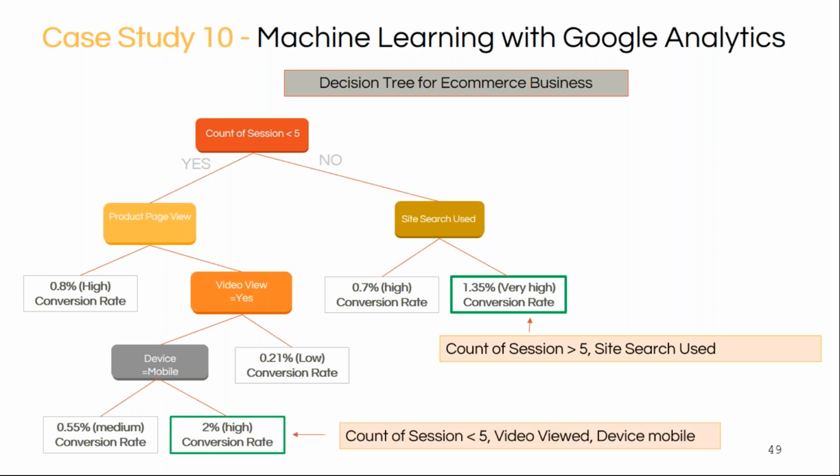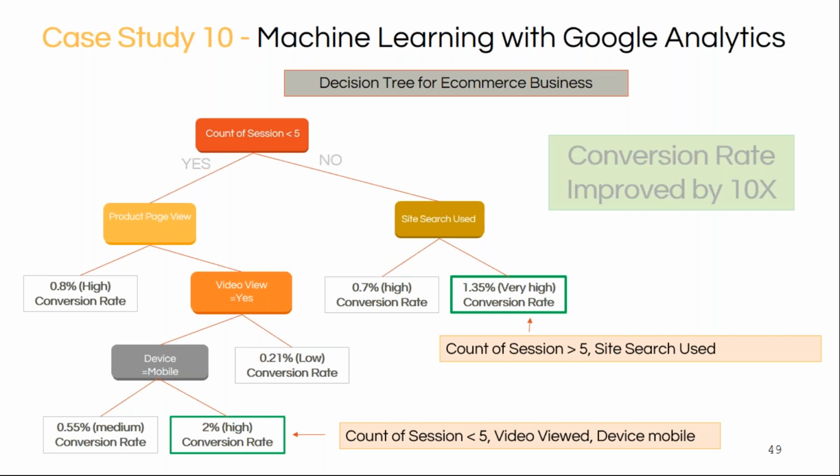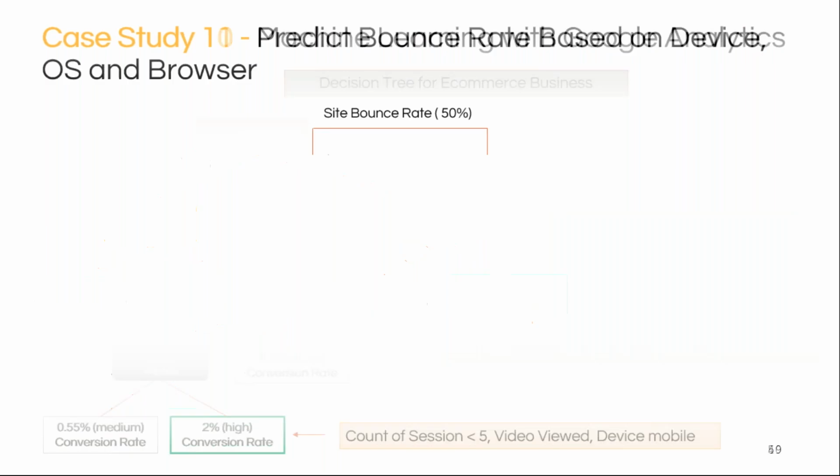The next segment has a conversion rate of 2%. Their count of sessions is less. They visited less than 5 times, and they also viewed the video and used a mobile device. So this segment also shows a high conversion rate, so we launched a remarketing campaign for that segment, and we were able to improve the conversion rate by 10x. So use a machine learning algorithm, find common behavior, automate it and run the campaign for them, and you will get a higher conversion rate.